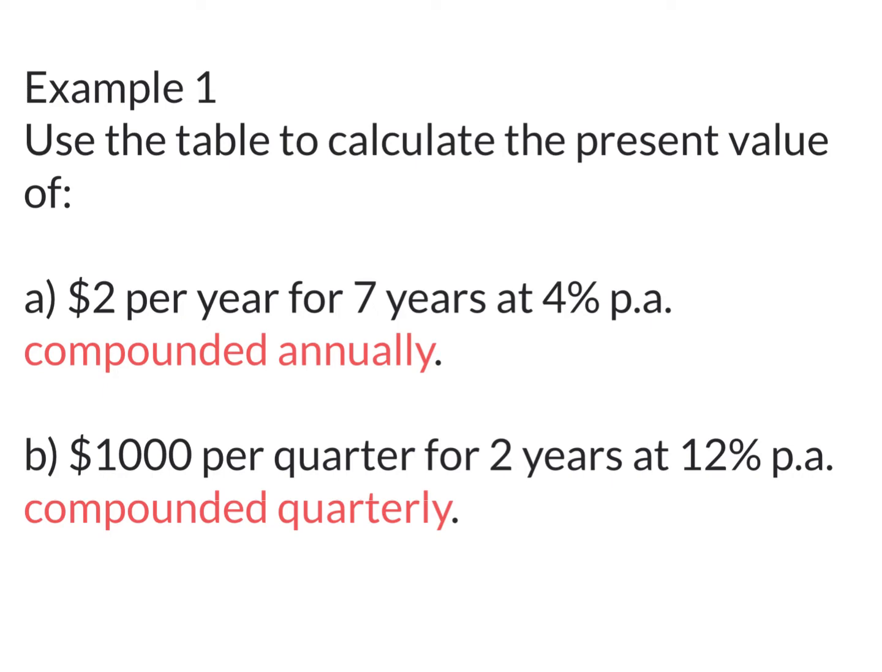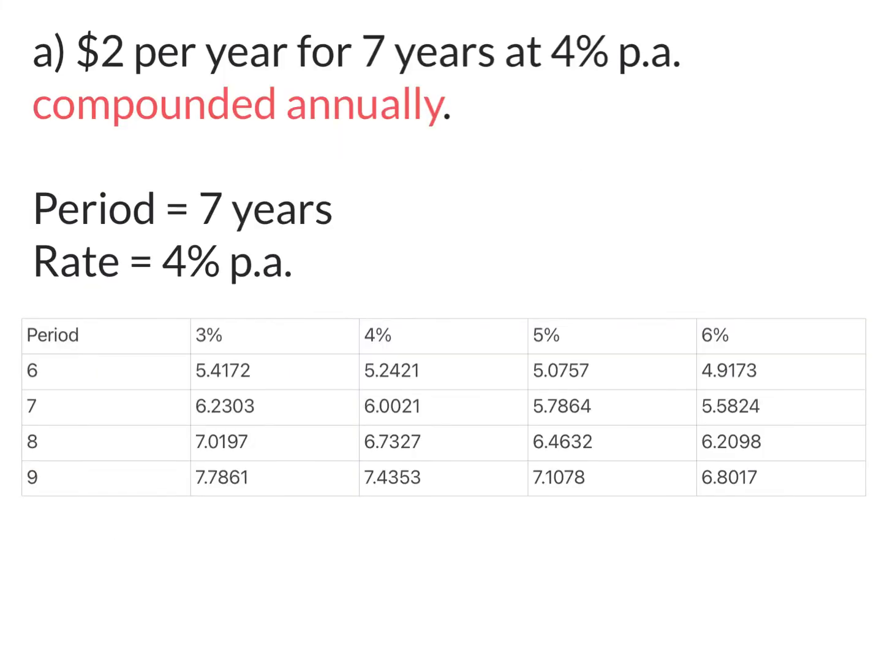So we're going to use the table to calculate the present value of $2 per year for 7 years at 4% per annum, compounded annually. And our second one is $1,000 invested at the end of each quarter for 2 years at 12% per annum, compounded quarterly. So let's start with the first one.